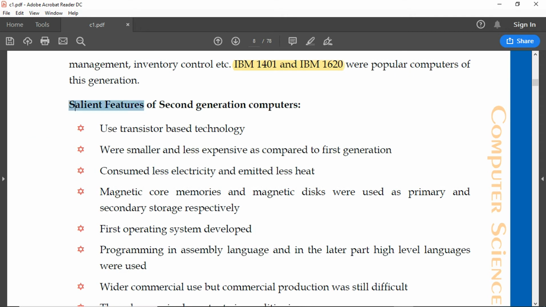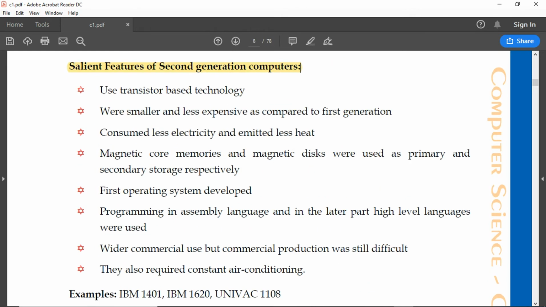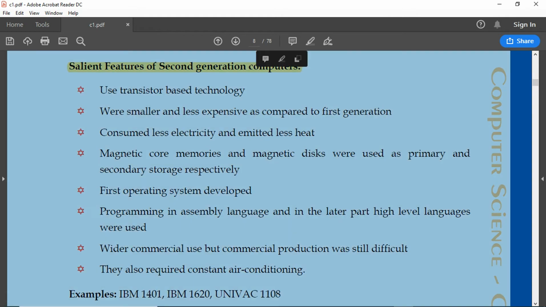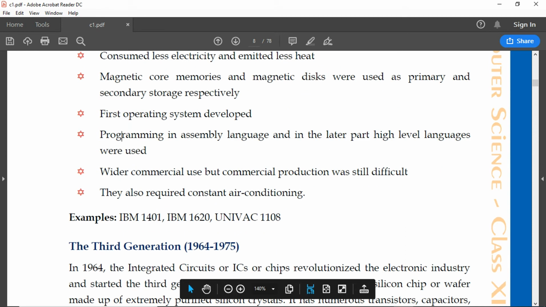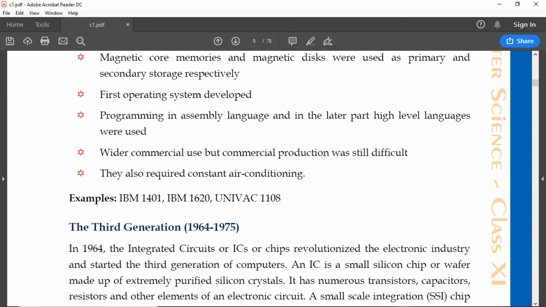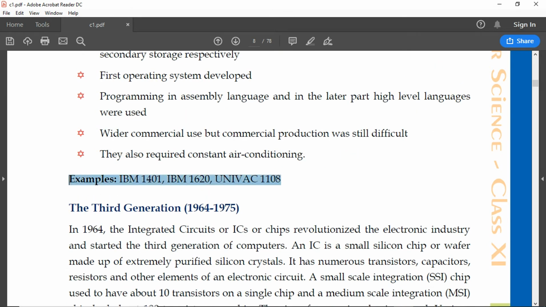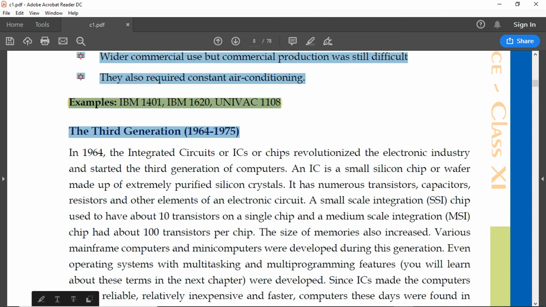Salient features of second-generation computers: use transistor-based technology, were smaller and less expensive as compared to first generation, consumed less electricity and emitted less heat. Magnetic core memories and magnetic disks were used as primary and secondary storage respectively. First operating system developed. Programming in assembly language and in the later part high-level languages were used. Wider commercial use, but commercial production was still difficult. They also required constant air conditioning. Examples: IBM 1401, IBM 1620, UNIVAC 1108.